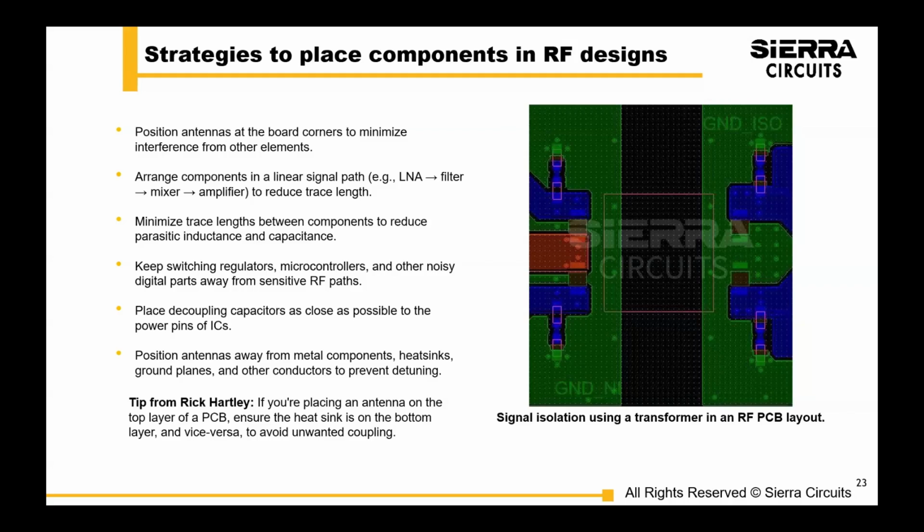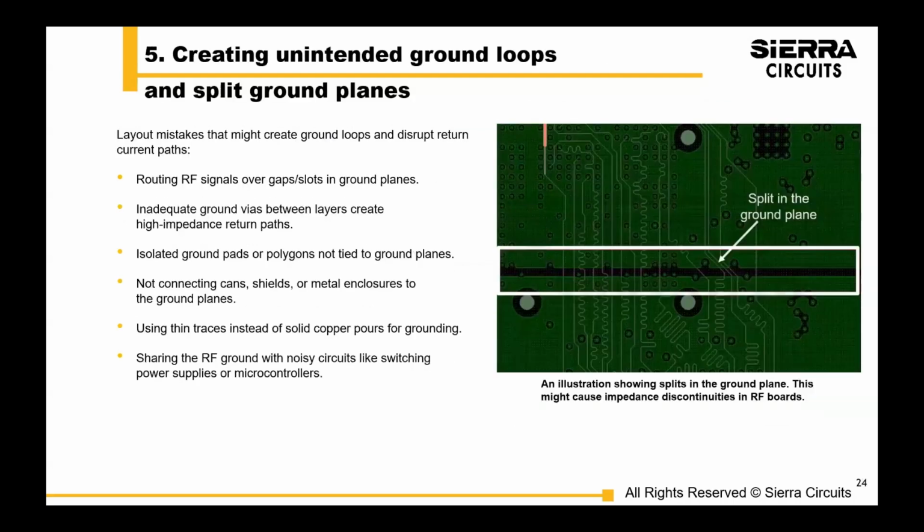If you're placing an antenna on the top layer of the PCB, ensure the heatsink is on the bottom layer and vice versa to avoid unwanted coupling. You definitely don't want to create unintended loops or split ground planes. So definitely these are some of the mistakes that might disrupt your return current paths.